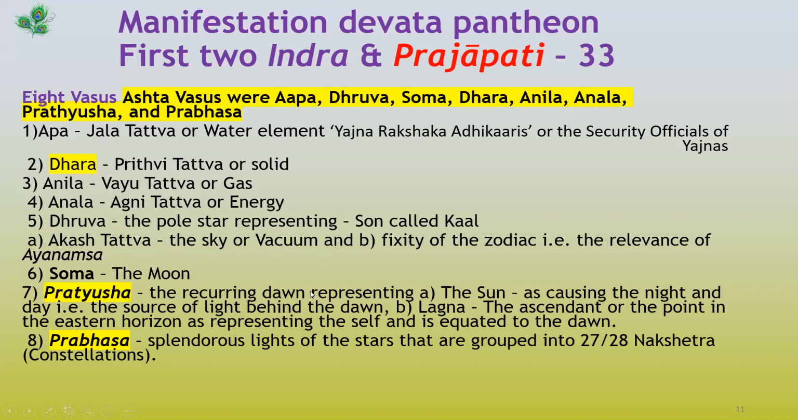Pratyusha is the recurring dawn, the sun as causing the night and the day, the source of light behind dawn. And Prabhasa is the splendorous light of the stars, which is nothing but the nakshatras, or the fixed star constellations. So these make up the 8 Vasus.